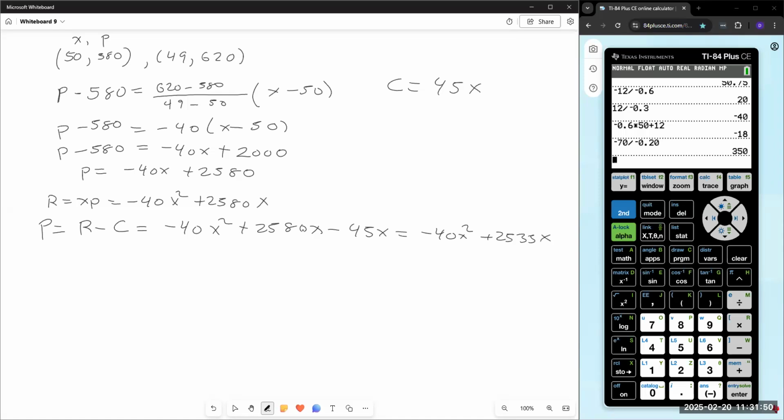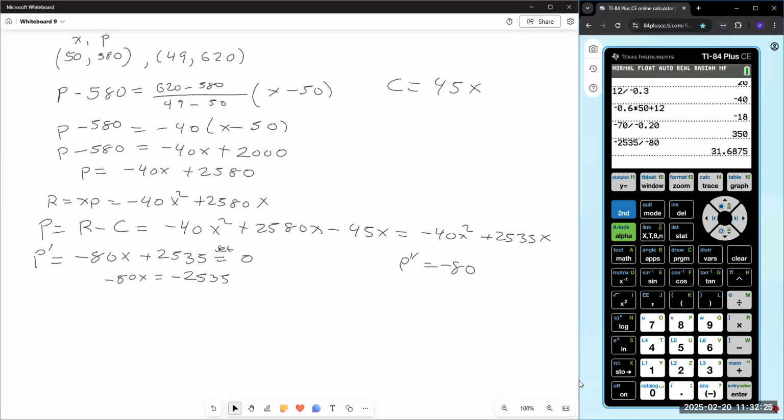That makes P prime equal to negative 80x plus 2535. And P double prime, should we need it, is negative 80. Always negative, meaning this critical number that I'm about to find has to represent maximum profit. So negative 80x is equal to negative 2535. Negative 2535 divided by negative 80, so it comes up to be a decimal, right?